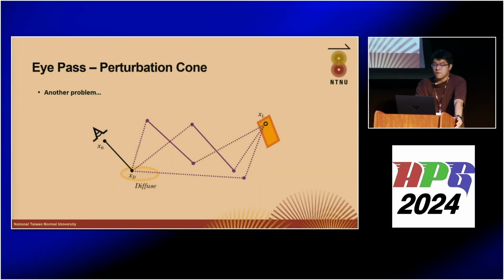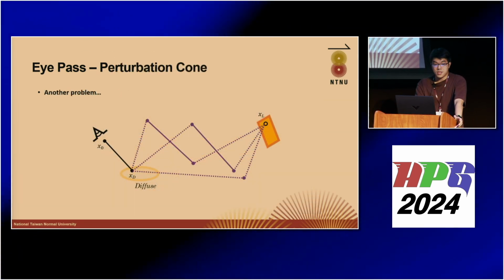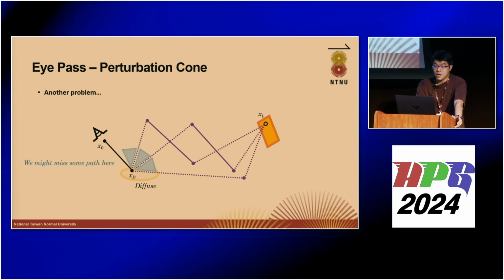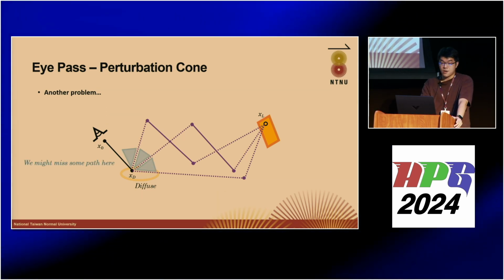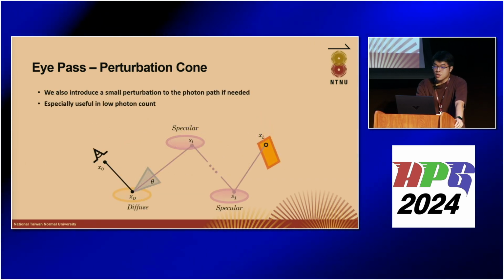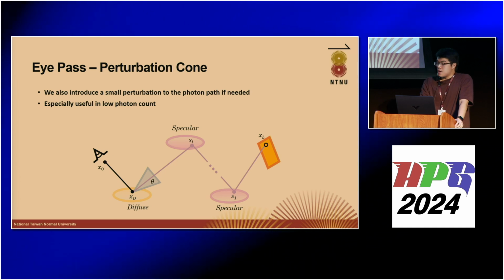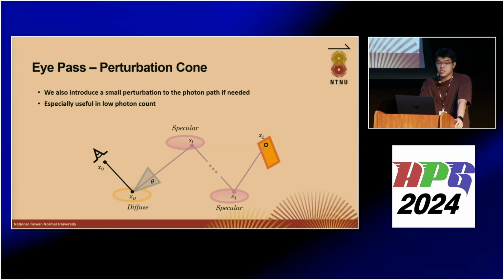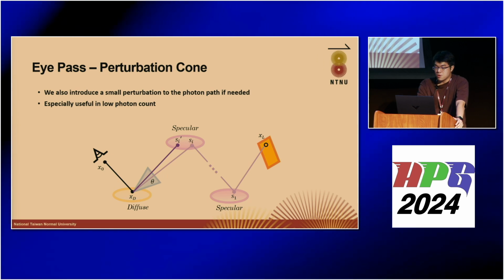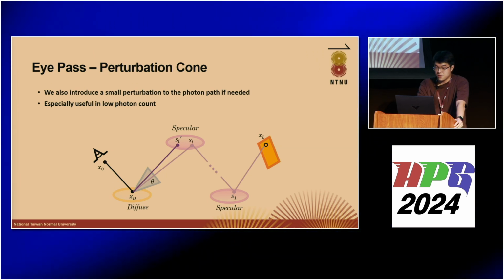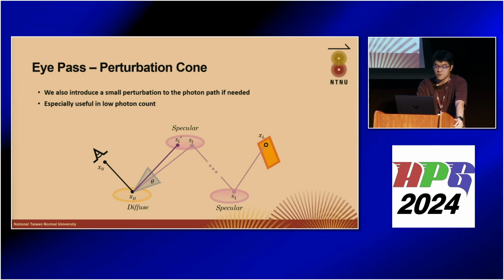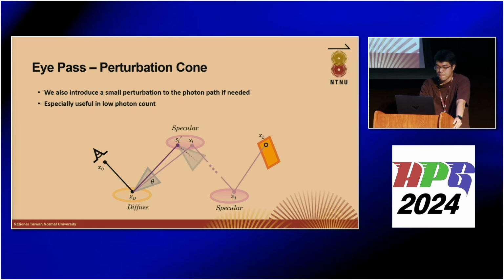Another problem is that when photon count is low, there may exist many gaps between different photons. And these gaps might make us miss some chance to find potential admissible paths in the path space. So we introduce a small perturbation method by setting a maximum perturbation angle, theta. We randomly sample a new direction inside this angle. And because it's like a cone, we call this method the photon perturbation cone.